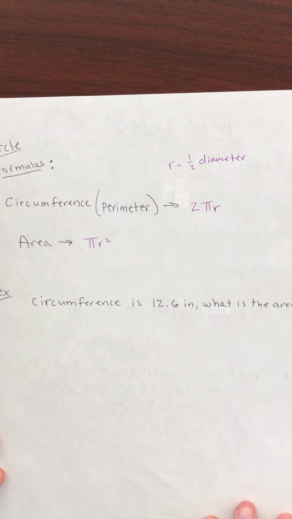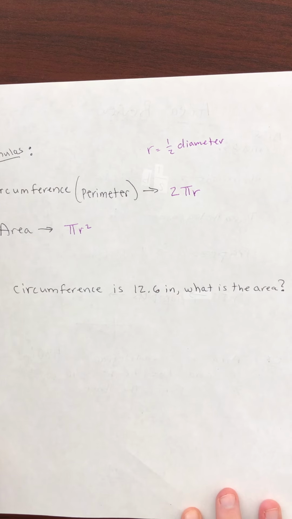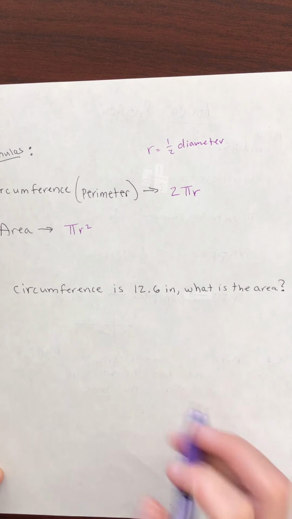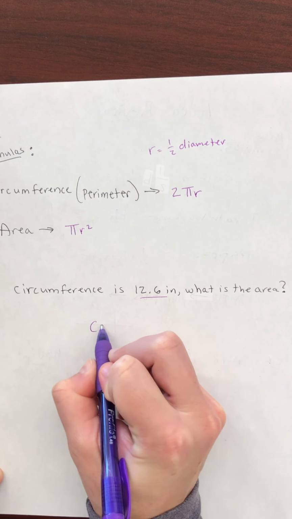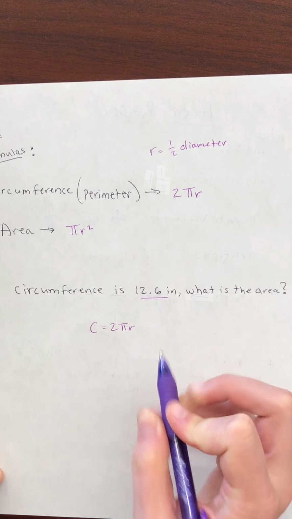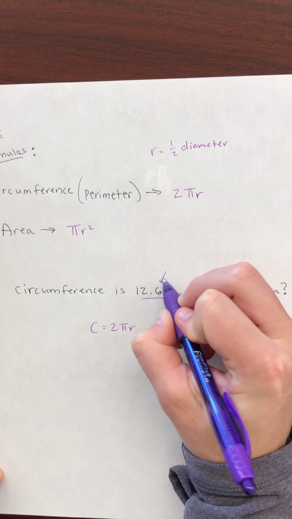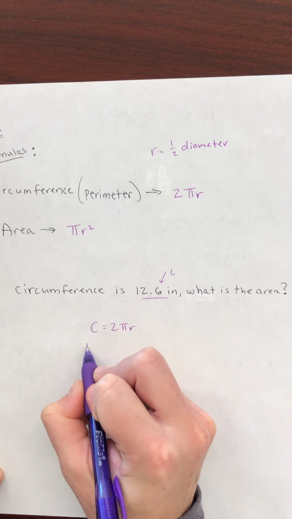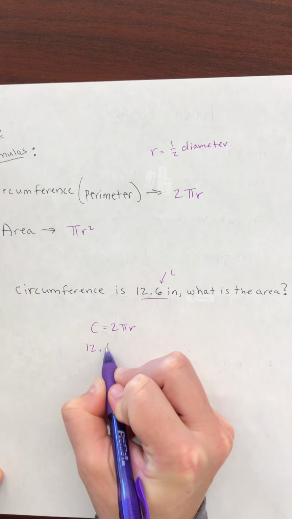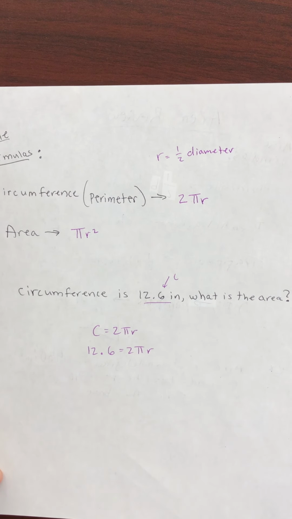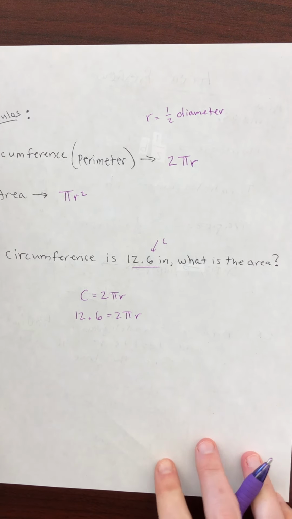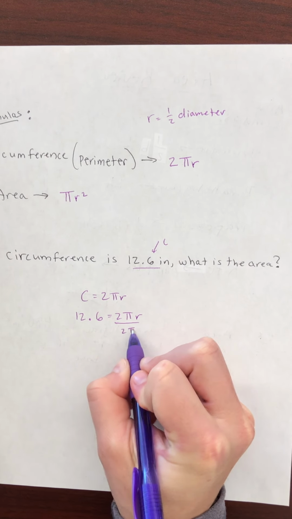But here again is one problem that might come up or something similar that you might need to do some solving. The circumference is this. What is the area? So circumference is 2 pi r. It gives me my circumference. This is big C. So I change big C to 12.6. Now to get r alone, I would divide both sides by 2 pi.